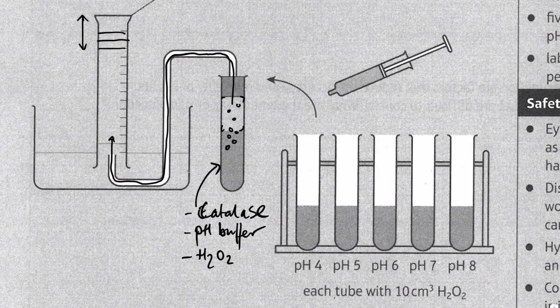And then what you did was you collected that data in your table and you repeated the experiment at different pHs. So we had pH 4, pH 5, pH 7, and instead of pH 8, we had pH 9. That was basically your experiment.